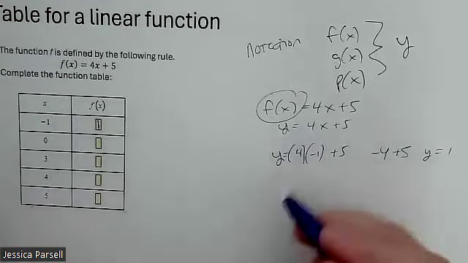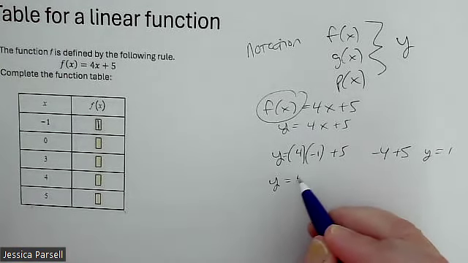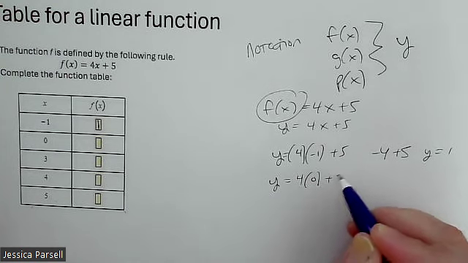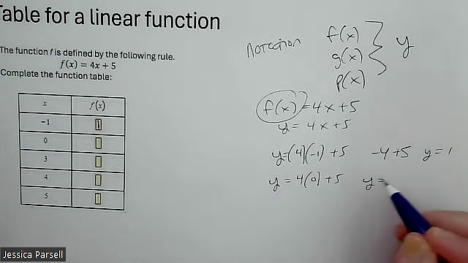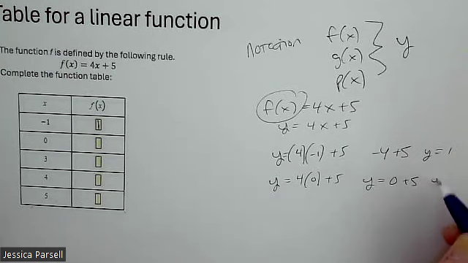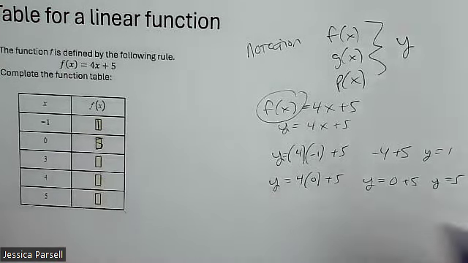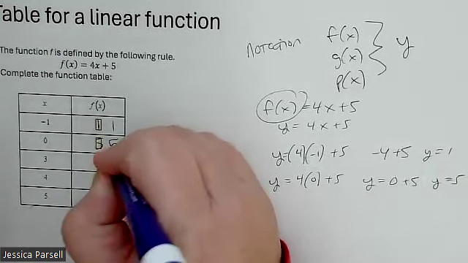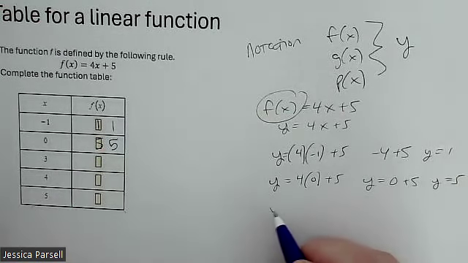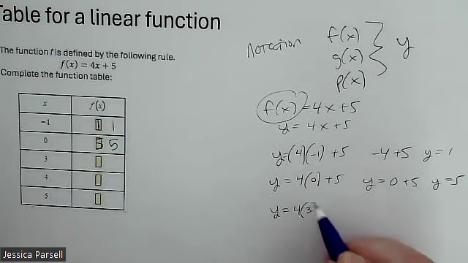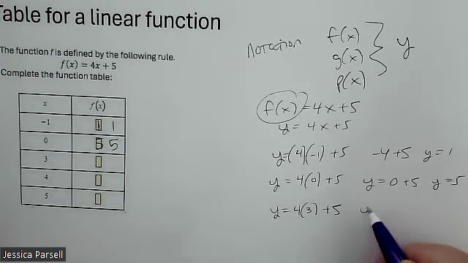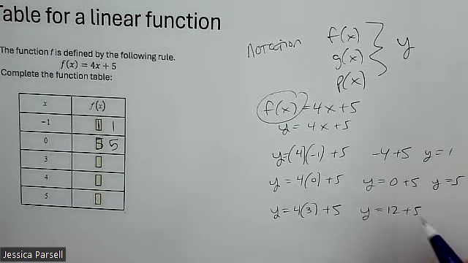We'll put a 0 in for x. Y equals 4 times 0 plus 5. So y equals 0 plus 5. Y equals 5. Okay, so that's going to be a 1. That's a 5. Let's try a 3. Y equals 4 times 3 plus 5. Well, that's y equals 12 plus 5. And that means y is equal to 17.